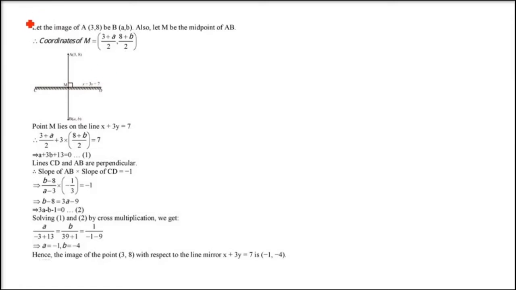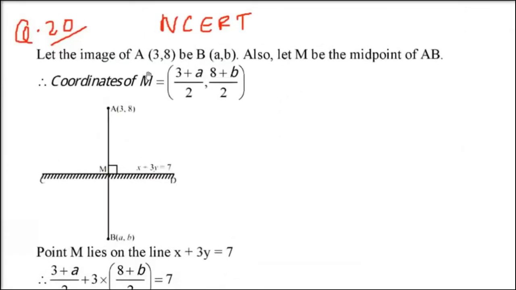This is question number 20. And this question is an NCERT question. This we have already done. So it is a type of question. So what is shown here? Find the image of the point (3, 8) with respect to the line x plus 3y equals 7, assuming the line to be a plane mirror.